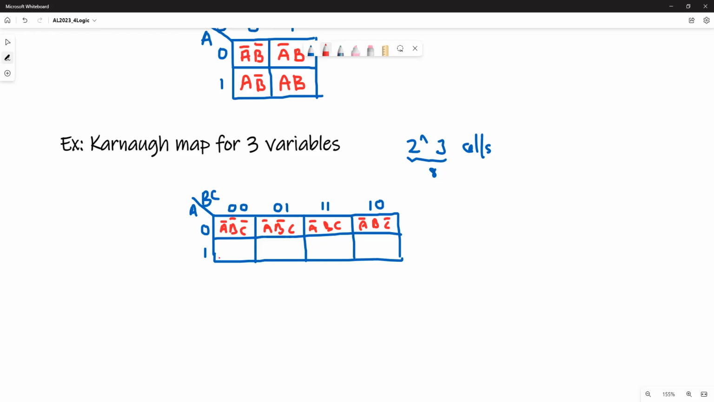Similarly, when A is 1, that means it represents A. So all these cells we have A. And this is 0, 0. That means we'll have B bar. Here also C bar. Right? Here we have B bar C. And here we have BC. Here we have BC bar. So this is how the variables vary.